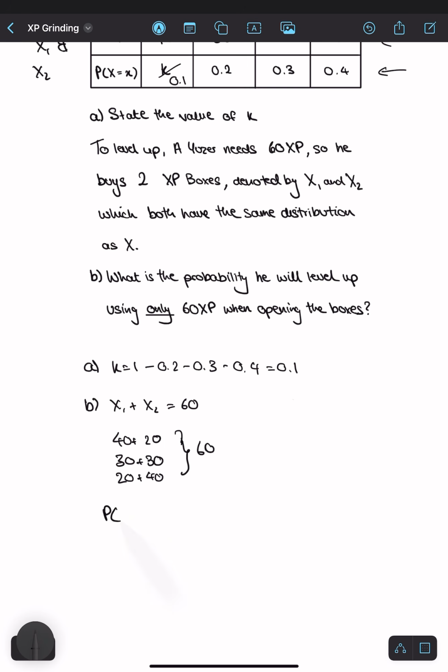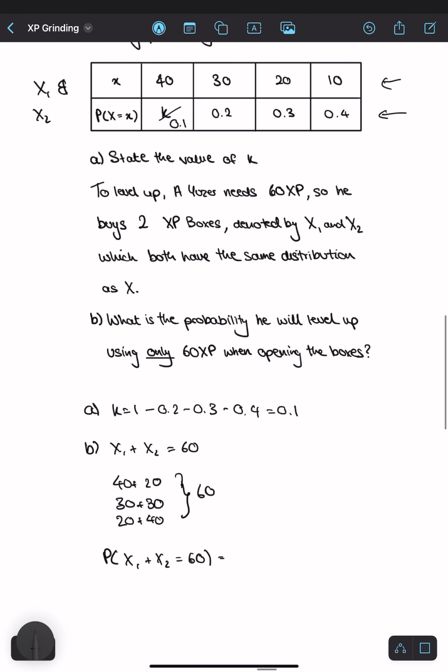So the probability that X1 plus X2 is equal to 60 is the probability of 40 and 20. You just have to multiply the probabilities across. So that's 0.1 times 0.3, plus the probability of 30 and 30, 0.2 times 0.2, plus 0.3 times 0.1, and that is equal to 0.1.